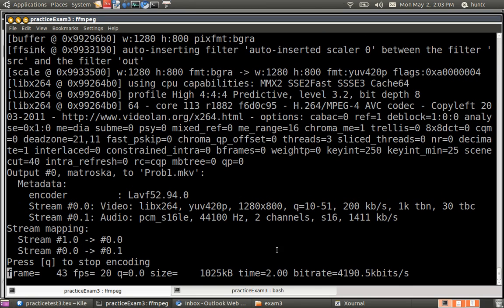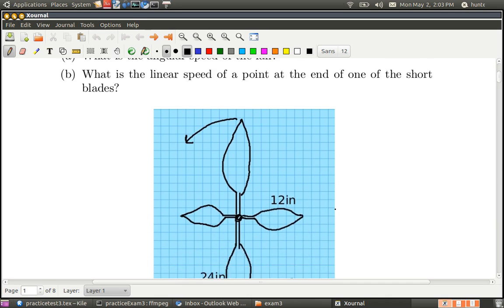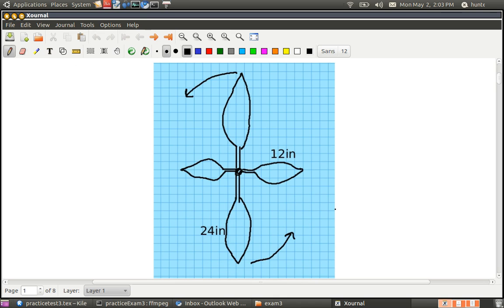Okay, we're going to solve problem 1 on practice exam 3. So let's take a look at the question. The question has to do with angular and linear speed, so you might want to review that part of the textbook if you're completely unfamiliar with those ideas. And there's a picture here. Maybe you could read the question, but the picture kind of explains things a little bit faster.